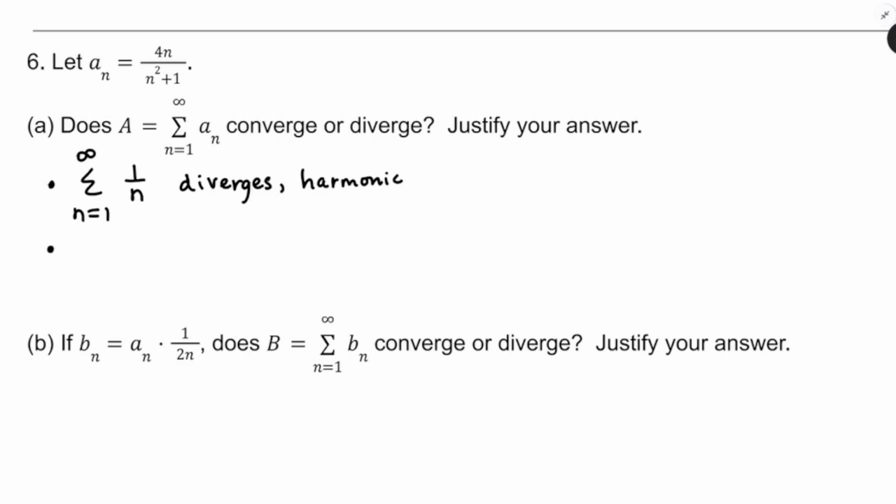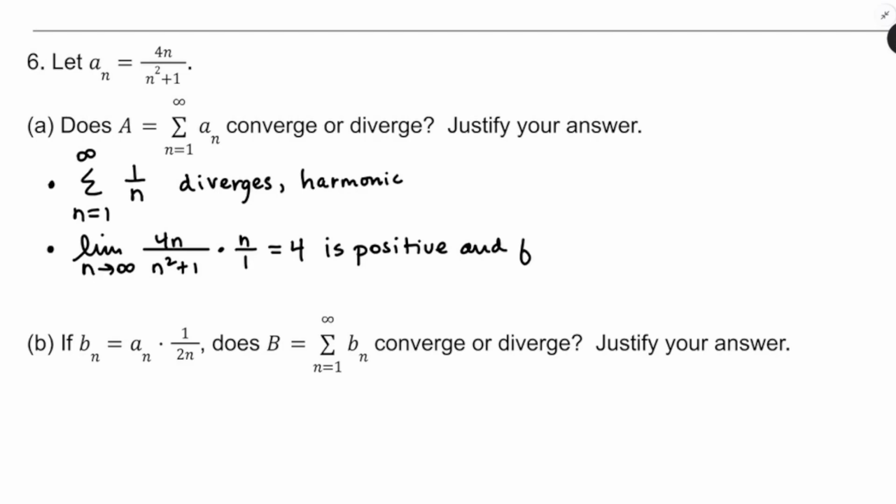Then I'm going to do limit comparison. So that's the limit as n goes towards infinity of 4n over n squared plus 1 divided by 1 over n, which is multiplying by n over 1. That's equal to 4. That's positive and finite. And as a result, we have A also diverges.